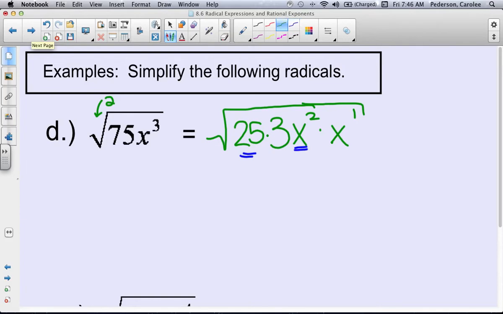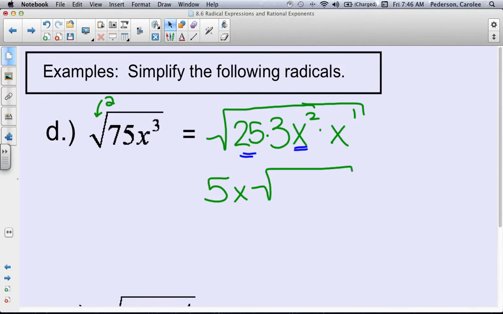Square root of 25 is 5. Square root of x squared is x. So then what I'm left with, my leftovers, is this 3 and x. So my final answer then is 5x square root of 3x.